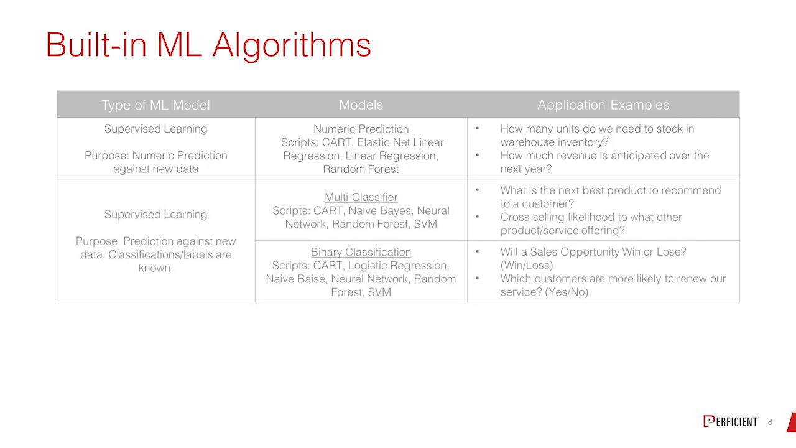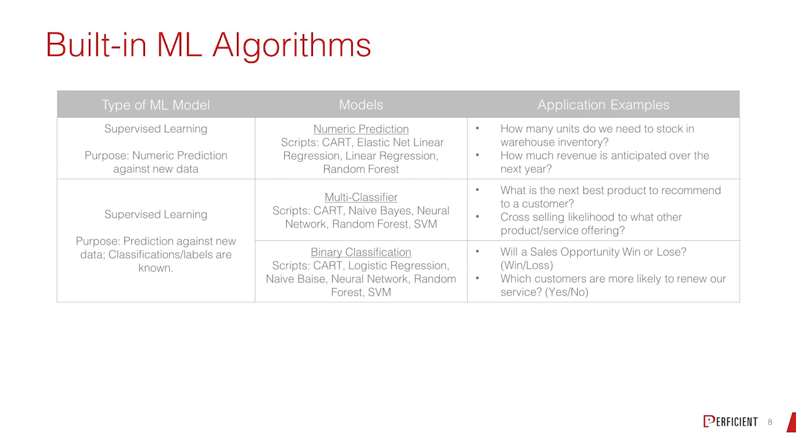Another type of supervised ML models are what we call classifiers. So we have multi-classifiers and binary classifiers. The binary are what we use to predict yes or no questions. For example, a sales opportunity, is it a win or a loss? Which customers are more likely to renew our service? Again, a yes or no question we're trying to predict.